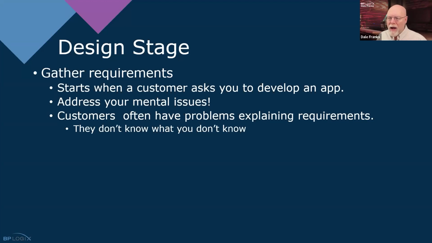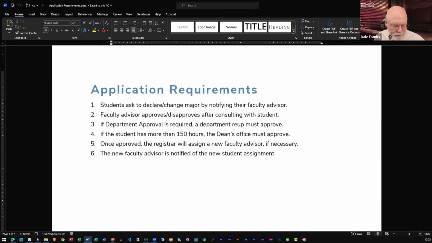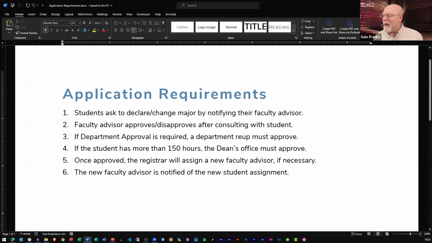Now, a lot of times what you're going to get is pretty simple, right? So let's take a look at the training project that we often use for a student wanting to change their major. And what you might get from your customer is something like this. You're going to ask them, how do you want this process to work? And your customer will generally, trying to use the path of least resistance, give you as little information as possible so that they don't have to write a long requirements document.